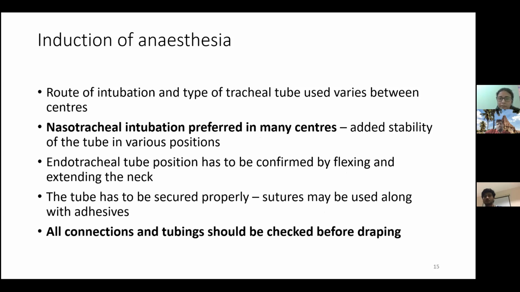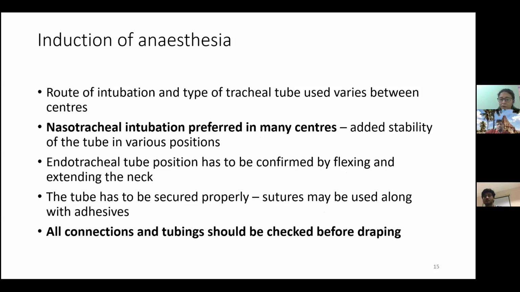The route of intubation and type of tracheal tube used varies between centers. A lot of centers prefer nasotracheal intubation because of the added stability that is provided by the tube in various positions that may be required for the surgery. And endotracheal tube position has to be confirmed by flexing as well as extending the neck because endobronchial intubation as well as inadvertent extubation are common.